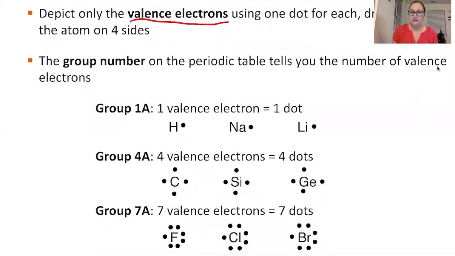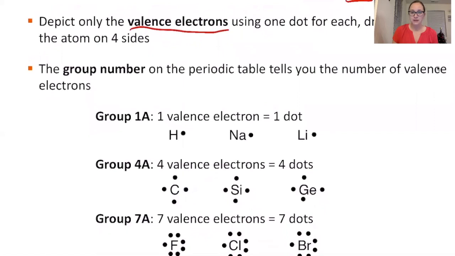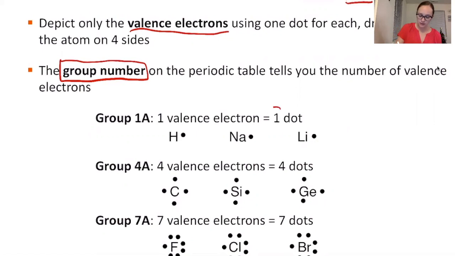Okay, and then additionally, in order to get those dots and know how many valence electrons you have, you can use the group number on the periodic table to tell you the number of valence electrons. For example, if you're in group 1A, which is labeled at the top of the periodic table, you'll have one valence electron. So the 1 dot matches the 1 in the group number. It would look like something like this, where you have hydrogen with 1 dot, and remember that this 1 dot can be on any of the four sides.